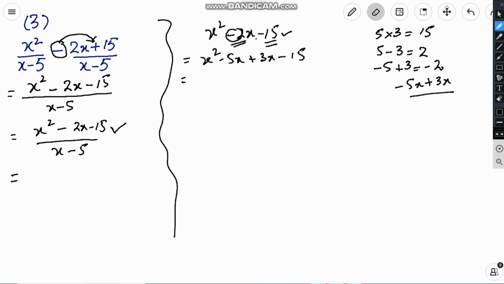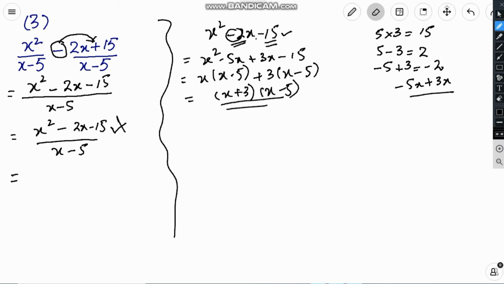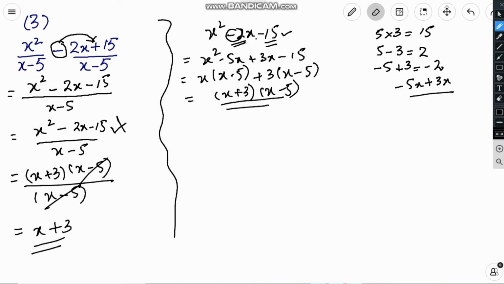Just make factors: x into x minus 5 plus 3 into x minus 5. So the factors in this case are x plus 3 and x minus 5. Write these two factors in place of this expression. So we can write x plus 3 and x minus 5 in the numerator, and in the denominator it's x minus 5. So you can cancel x minus 5 with x minus 5, and your answer in the simplest form is x plus 3.